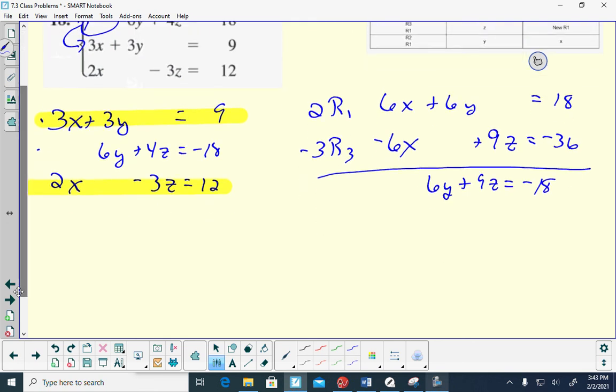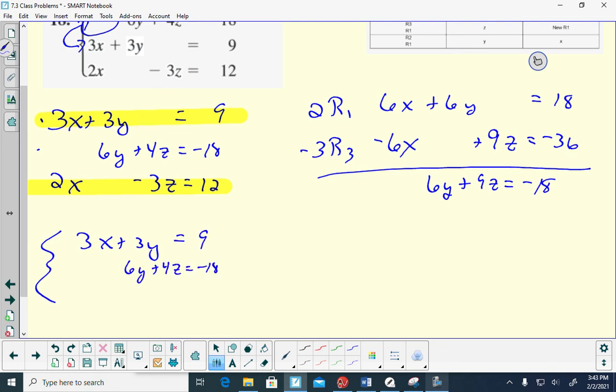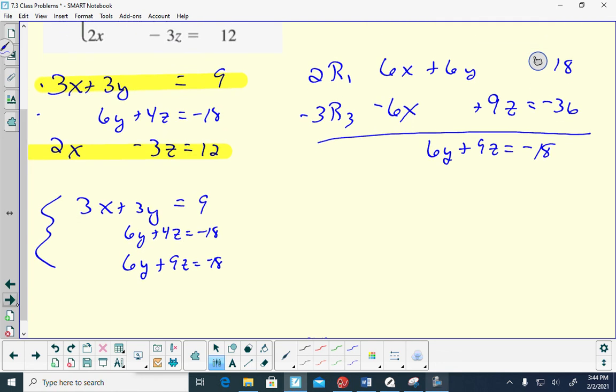So now I'm going to write this system over again with my row 1, my row 2. Those two I have not changed at all. They have not changed this entire problem. Now I'm going to write my new row 3, which is 6y plus 9z is equal to negative 18. Then following that pattern, I'm going to do row 2 and row 3 to eliminate my y and to find my z.